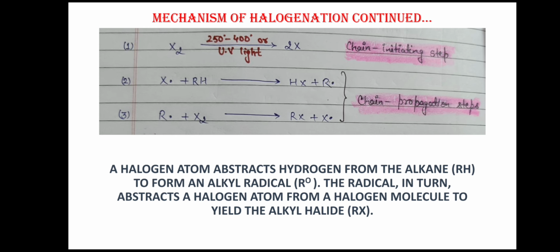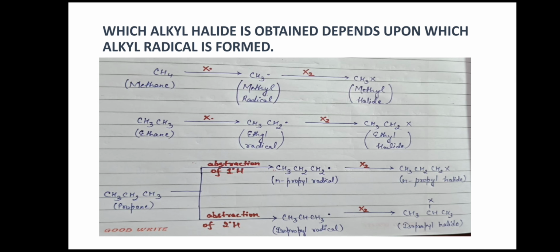A halogen atom abstracts hydrogen from the alkane to form an alkyl radical. The radical in turn abstracts a halogen atom from a halogen molecule to yield the alkyl halide. And we should know which alkyl halide is obtained depends upon which alkyl radical is formed. Suppose we have taken CH4 methane, it will form methyl radical and will form the methyl halide. And if we have ethane, it will form ethyl radical and it will result in ethyl halide.